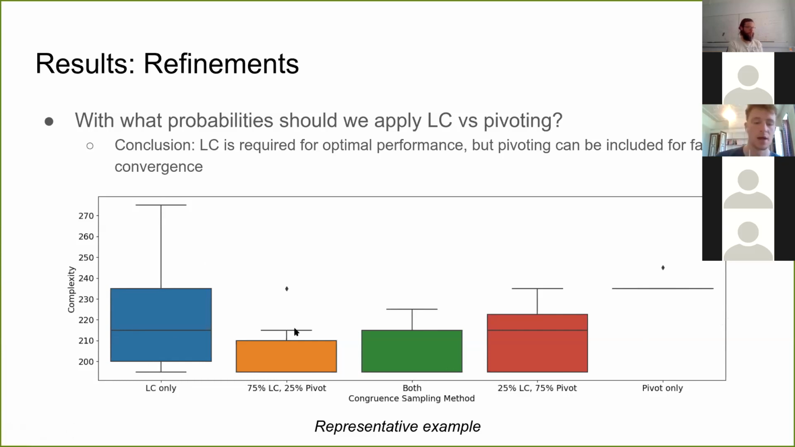Okay, yeah. However, the best performance on average is generally obtained by including both, and it doesn't seem to matter too much in what proportion. So by default, we just select the congruences with a 50-50 percentage probability.